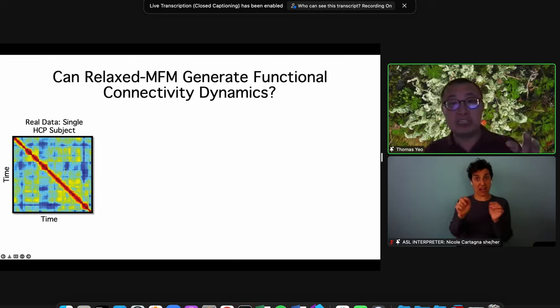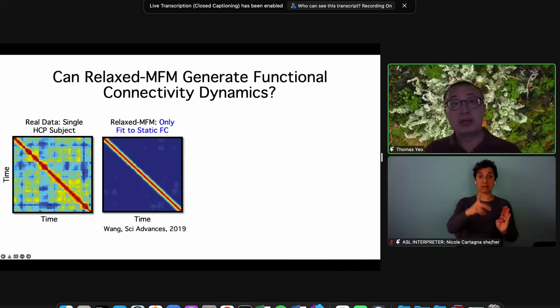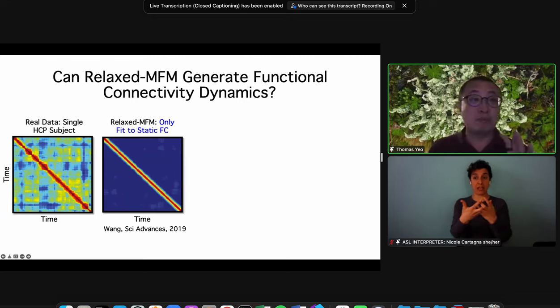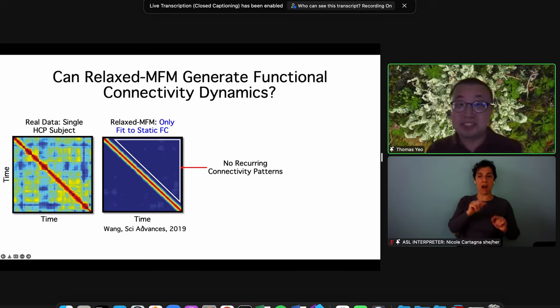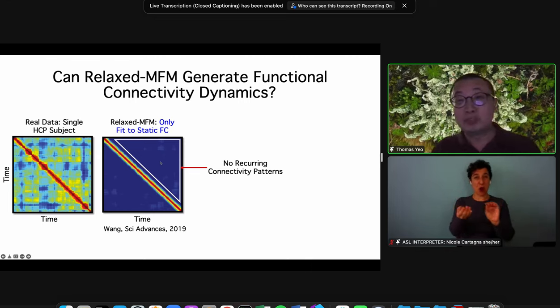This is the functional connectivity dynamics matrix of a single Human Connectome Project subject. Here's the functional connectivity dynamics of the relaxed mean field model when we fit it to static functional connectivity. So this is from Peng's paper. We can see that we have this very flat functional connectivity dynamics with no recurring connectivity pattern. So this is very sad.